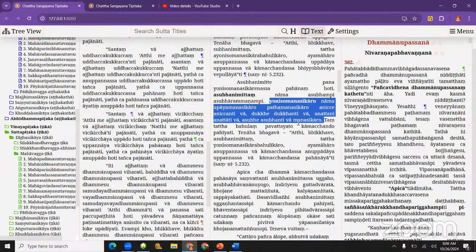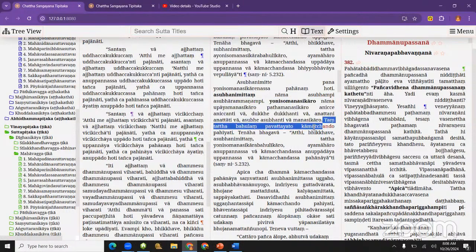Then it says yoniso manasikara tattha bahulang pavatteyato. Tattha means your object, the asubha object. Bahulang pavatteyato kāmacchanda pahiyati. If you maintain your yoniso manasikara, or wise attention, on the unattractive object, the ugly object, the repulsive object, the loathsome object, then your kāmacchanda, or sensual desire, is abandoned.